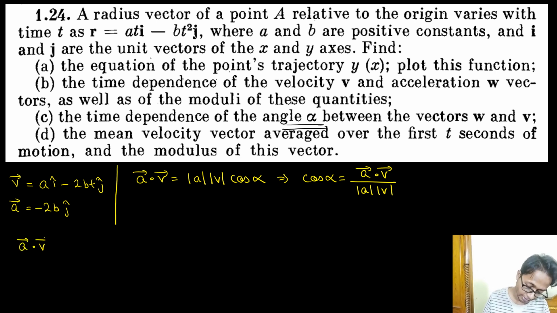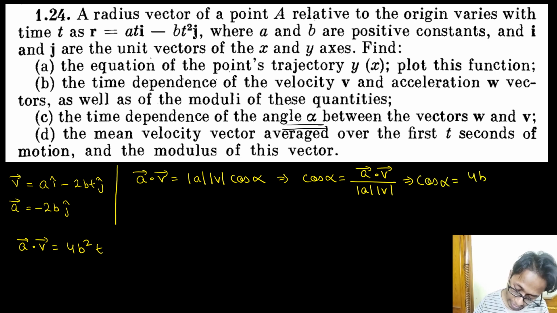A dot V is nothing but when you multiply i with i, there is no component of i, so the i component will be 0. When you multiply j by j, when you multiply this component by this component, it will be nothing but 4b square t, and j dot j is 1. So A dot V is nothing but 4b square t, or cos alpha is equal to 4b square t divided by the magnitude of A. Magnitude of A is nothing but 2b.